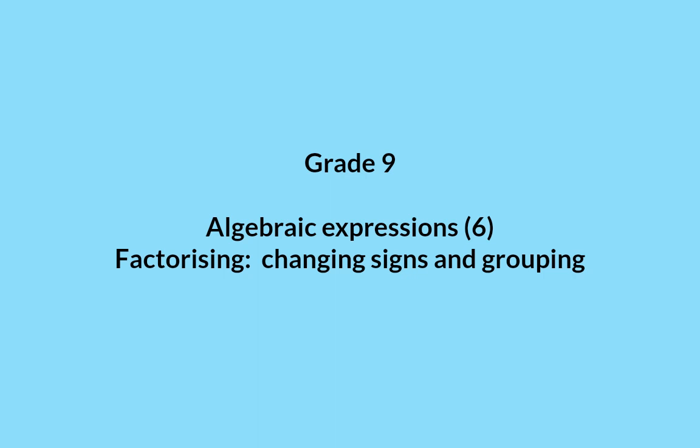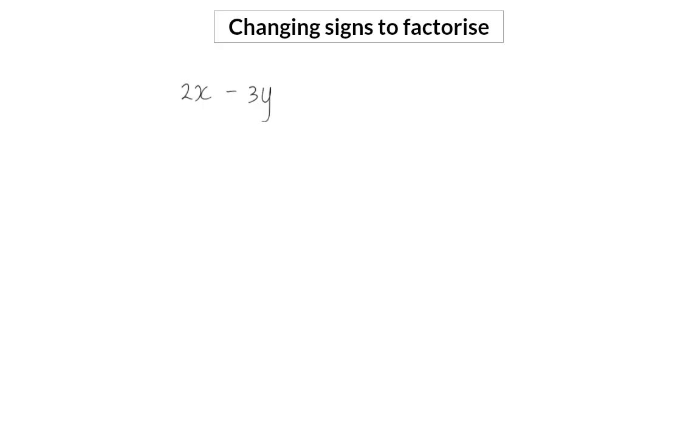In this grade 9 video, we're going to have a look at factorizing, making use of changing signs and grouping. When thinking about common factor, it is important to realize that 1 will be a common factor for any terms. So in the given expression, we can take out 1 as a common factor, and dividing by 1 means those two terms will stay exactly the same.